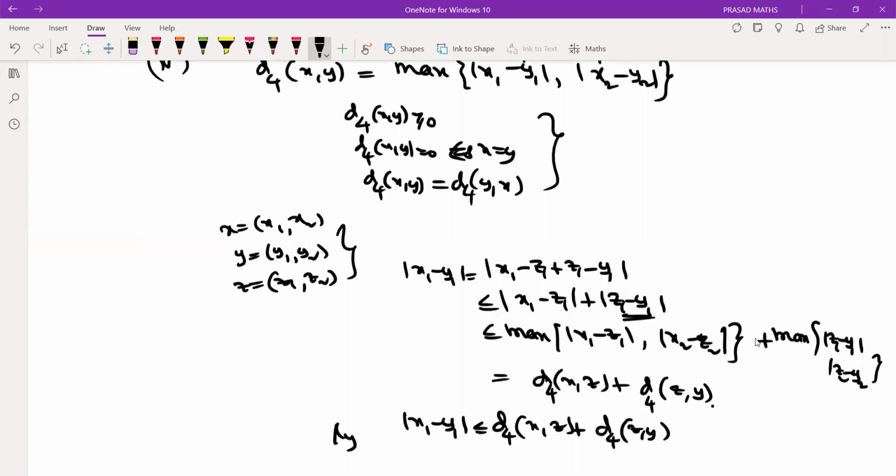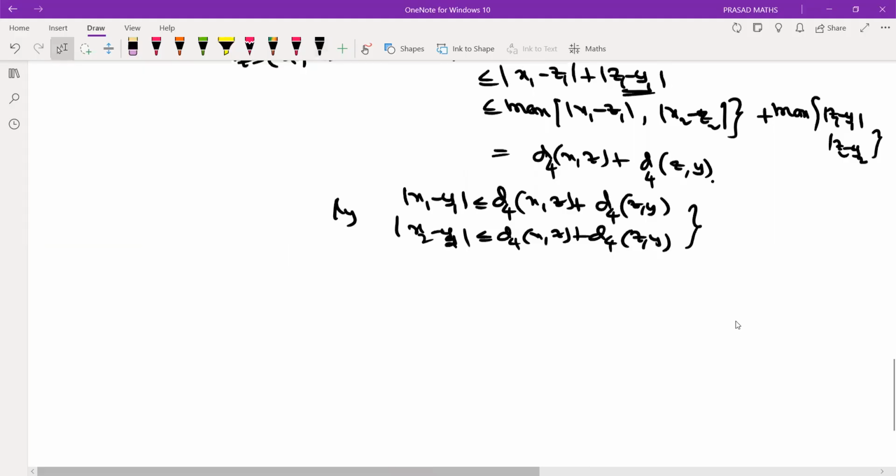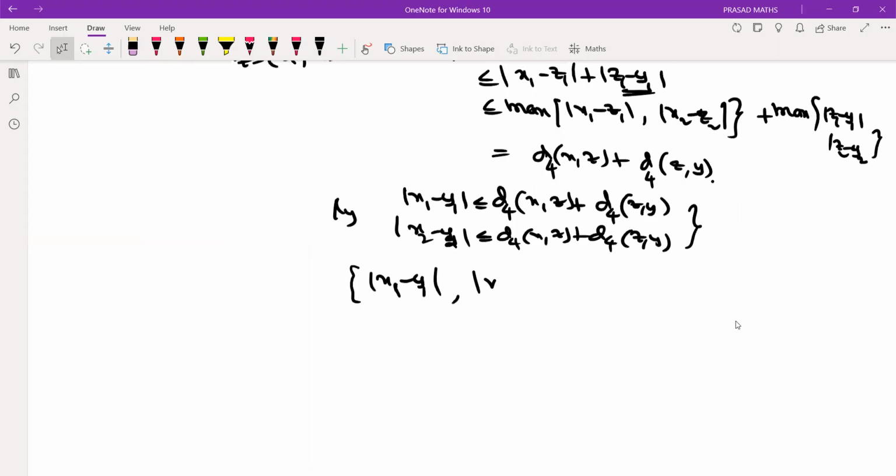Similarly, one can prove it. If I consider this term, I'm going to get this. If you consider this term, the same one, it is less than or equal to this, x comma z comma. So by using this, for the set x1 minus y1, x2 minus y2, this is an upper bound. Which one is an upper bound? This one is an upper bound for the set.